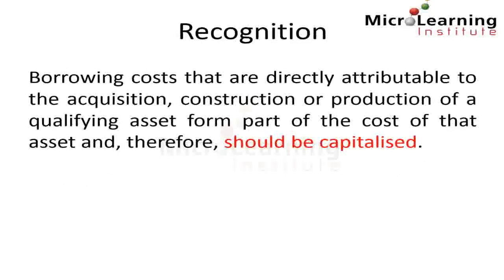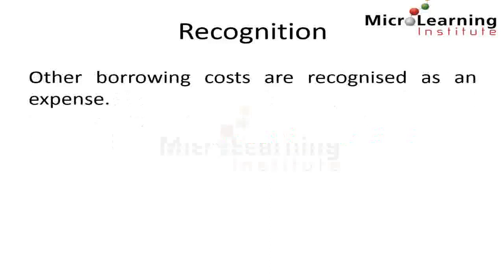IAS 23 states that borrowing costs that are directly attributable to the acquisition, construction or production of a qualifying asset form part of the cost of that asset and therefore should be capitalized. Other borrowing costs are recognized as an expense.